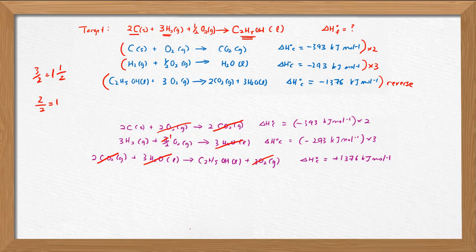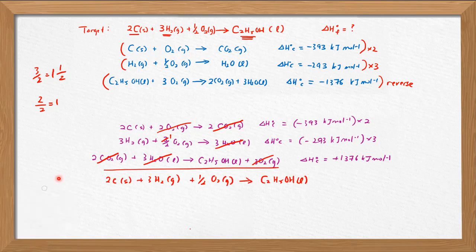After you get all the unnecessary species cancelled off, you need to rewrite the equation with whichever species are left. You can see over here, after cancelling the unnecessary species, you are left with 2C, 3H2, half oxygen, and ethanol, which is the same as the target equation that we wrote earlier. Alright, so after you have got this target equation, we just add up all the enthalpy of combustion here. We add up only to get the final answer.